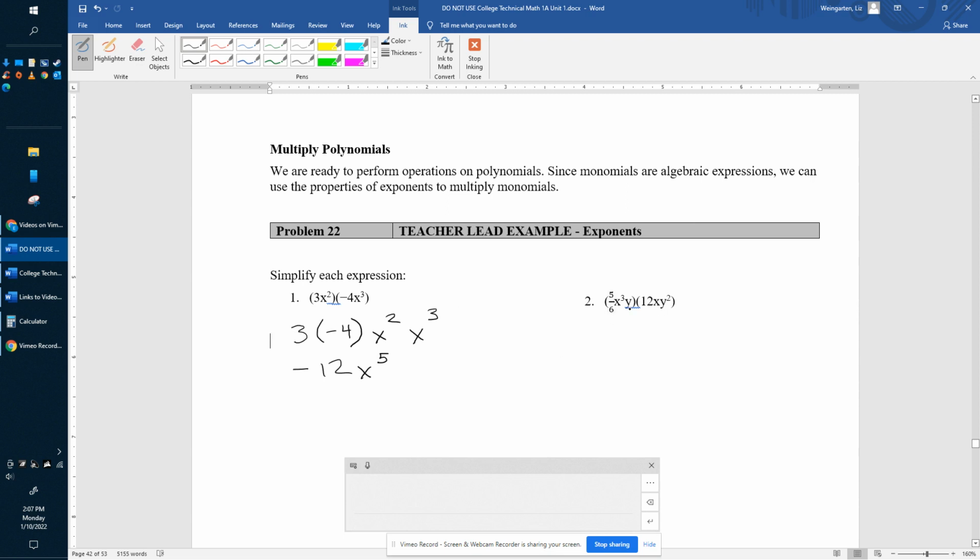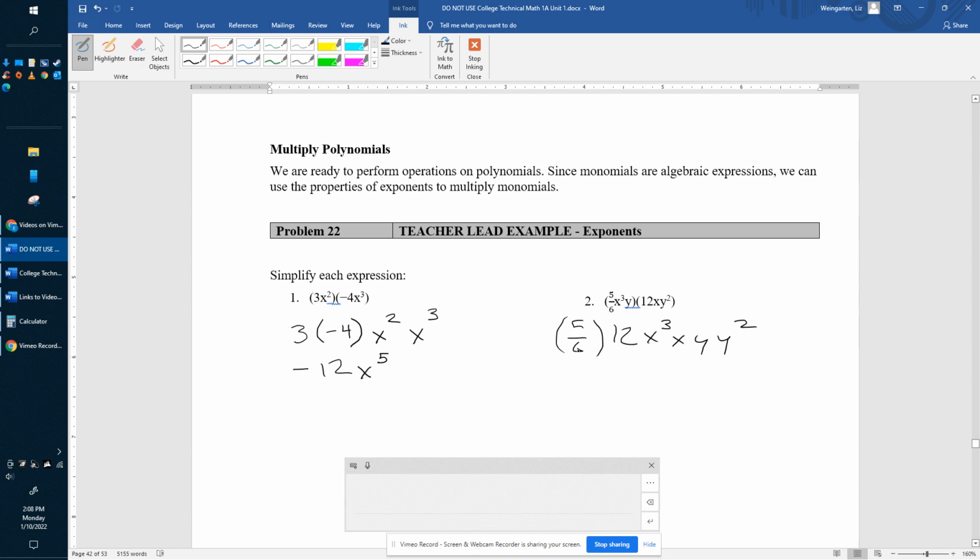Let's look at number 2. 5/6 x to the 3rd y times 12xy squared. Again, we're going to use the commutative and associative properties, and I'm just going to use them at the same time. I feel like we've done this enough that we don't have to do it step by step at this point. So we have 5/6 times 12 times x to the 3rd times x times y squared.